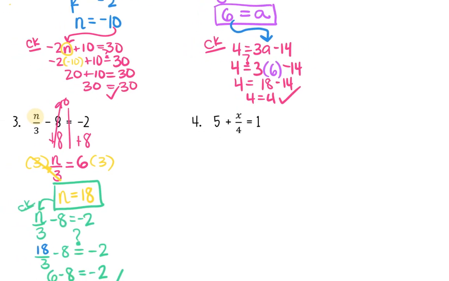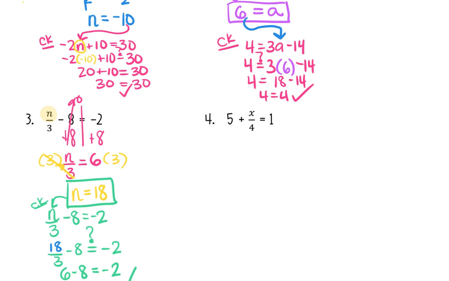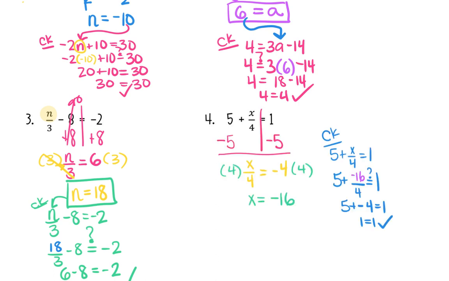Try number 4 on your own. Here's the answer. The first thing I did was subtract 5 from both sides. I was left with x divided by 4 equals -4. Once I multiply by 4 on both sides to cancel out that denominator, I get x is equal to -16. And here's my check to show that this is correct.